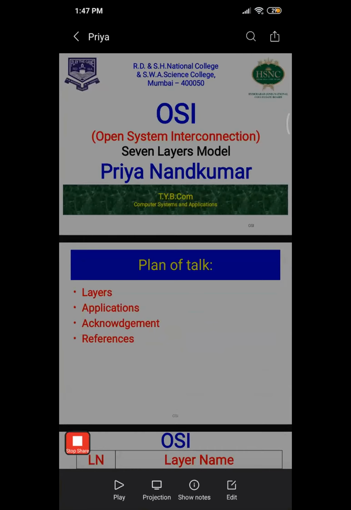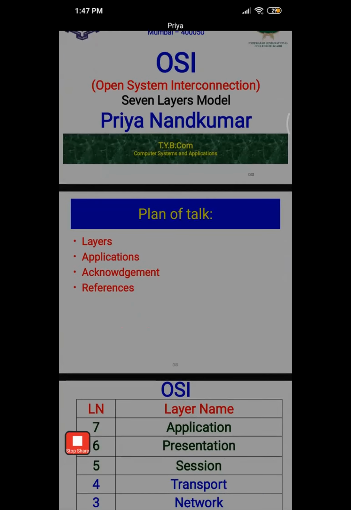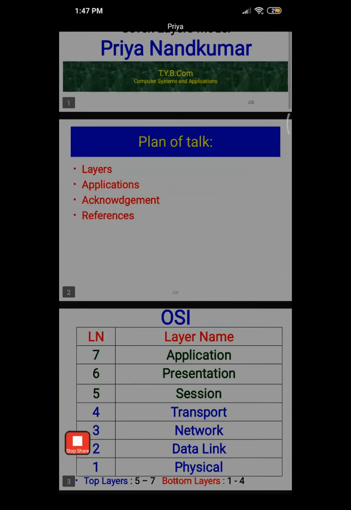Okay. So my presentation is on OSI, that is Open System Interconnection, which gives rules and regulations for communication on a computer system, and it was developed by ISO in 1984, where ISO is the International Organization for Standardization. It is a 7-layer model with each layer having specific functions. So our plan of talk is layers, application, acknowledgement, and reference.